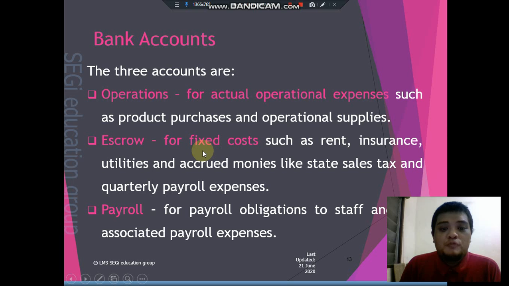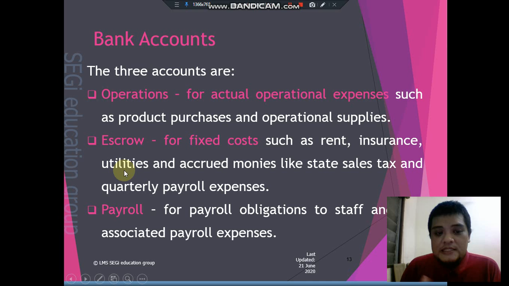Guys, next is an account to pay for the fixed costs of the month. We call this the escrow account. The escrow account will be used to pay all the fixed costs of the month. This is not for operational purchases. This one is to pay all the fixed costs every month. For example, your rental is a fixed amount every month. Next is insurance. Every month you have to pay the same insurance amount.